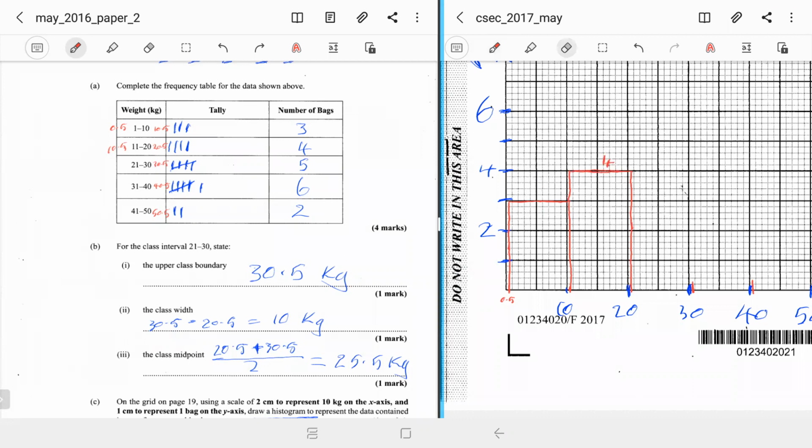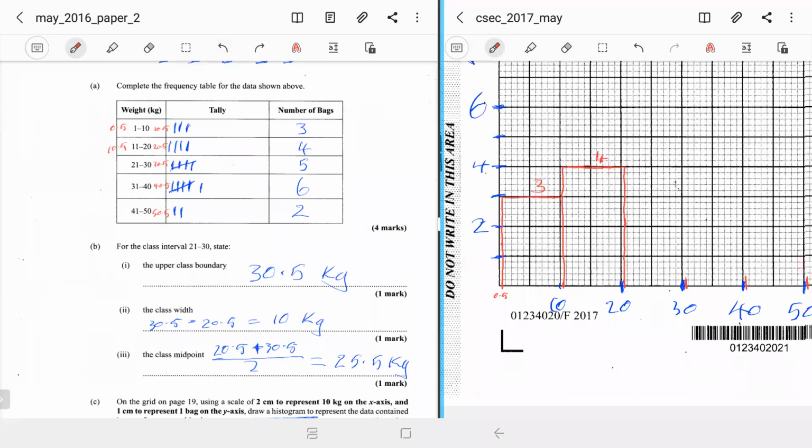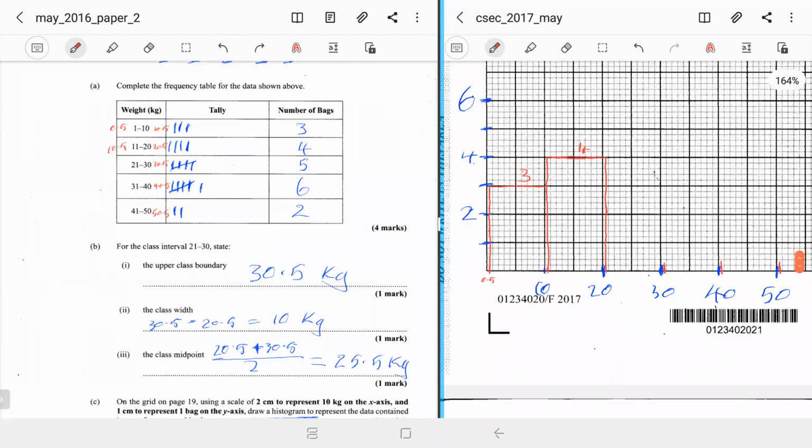All right, mark this 3 better. The next one goes up to 5. So I'll continue up to 5 right here. All right, and use a ruler and get 5 up to here as well. Next bar. And then join it up there. And that is your 5.